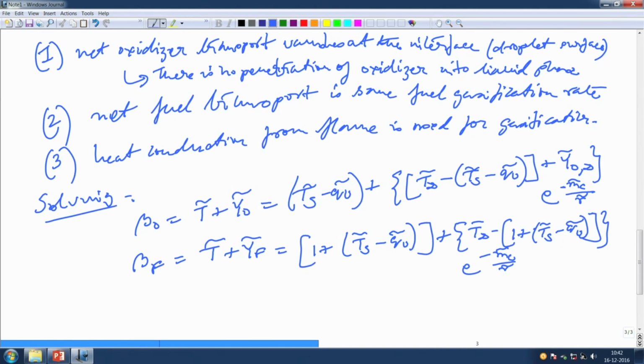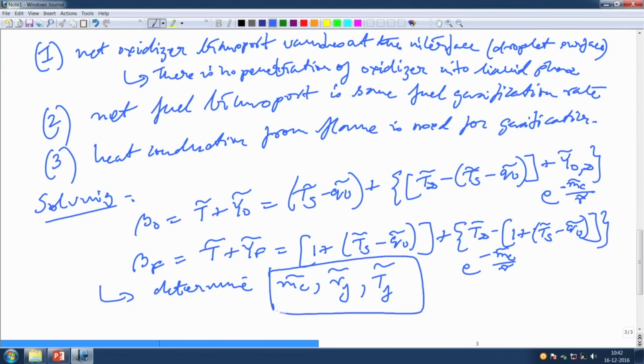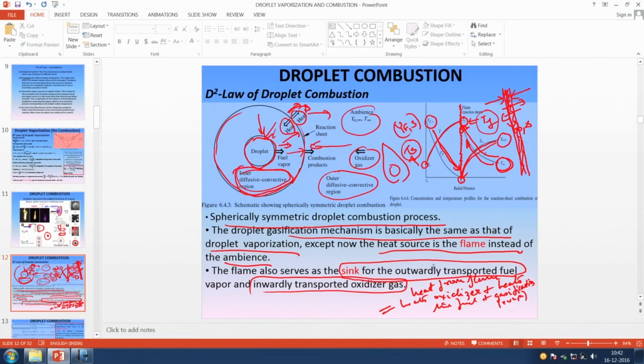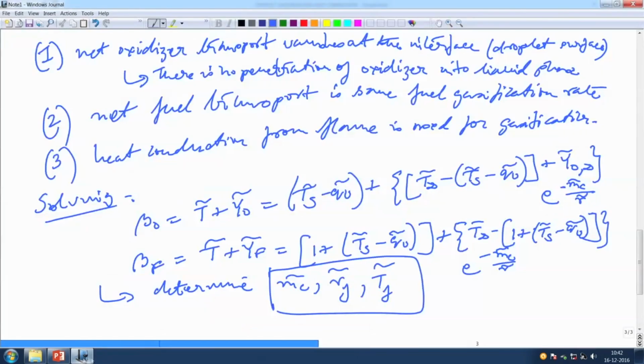Now, we need to determine m c, the flame standoff distance, and T f, the flame temperature. These are the three parameters that one needs to establish. The flame standoff distance you already know. What is the flame standoff distance? If you do not know, just take a quick look. This was the flame standoff distance from here to here, that is R f, okay.